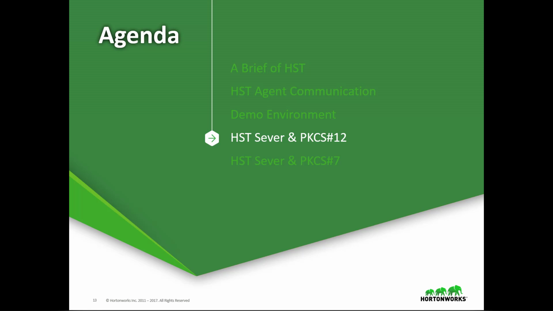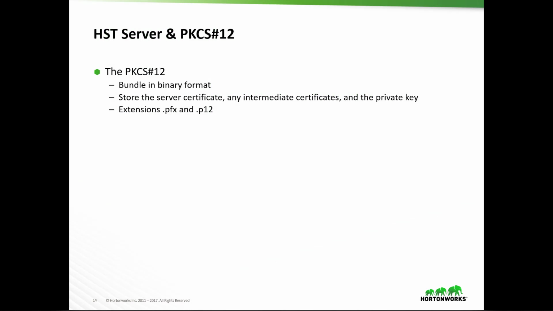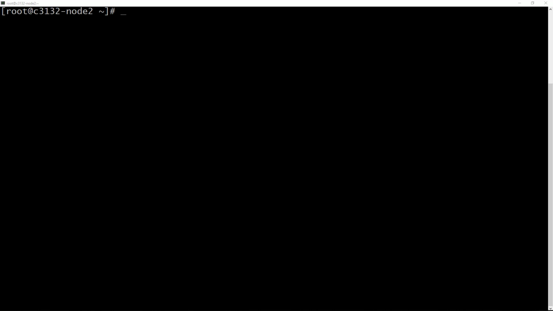For this part of the video, we're going to configure the HST server using a PKCS 12 bundle. Most CA signed certificates come in bundles. The PKCS 12 is a bundle in binary format for storing the server certificate, any intermediate certificates, and the private key into a single encryptable file. These files are usually found with the extensions .pfx and .p12 and are typically used to import and export certificates with their private keys.